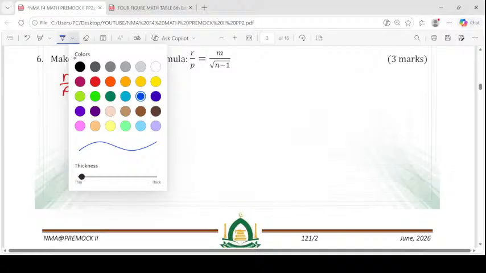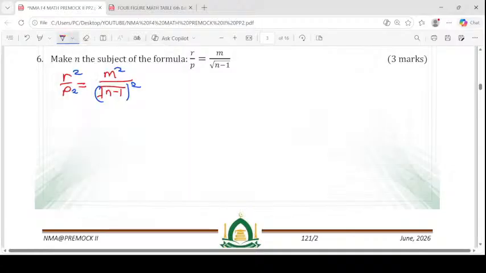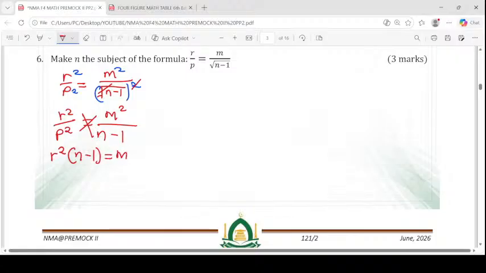So once I do the squaring, this is now going to become R squared over P squared. This is now equivalent to M squared. Then the square and the square root here cancel. So this will be over n minus 1. Upon reaching here, what do we do? We cross multiply. This becomes R squared into n minus 1 is equal to M squared P squared.